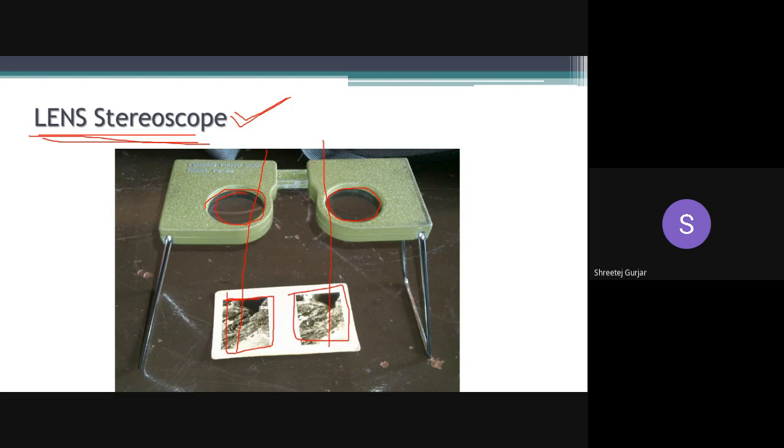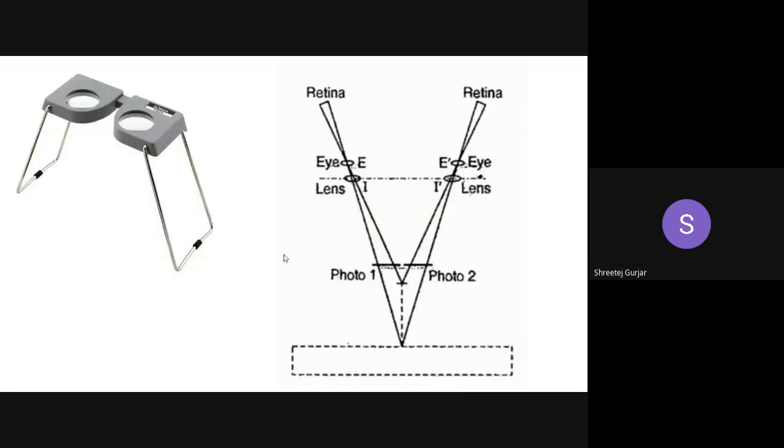And you can see here we have an adjustment, so that you can adjust according to your eyes. You can increase or decrease the distance between these two lenses, so that you can easily view the stereo pairs. Right, very easy instrument. One more image you can see over here, a lens stereoscope. You just place your stereo pairs over here, and you can view.